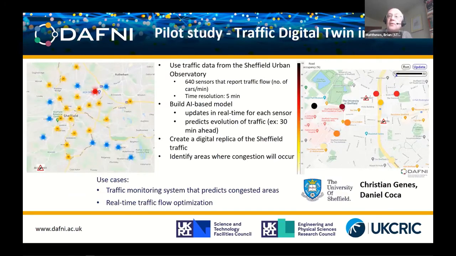And a final example is an example of a digital twin, or at least the start of a digital twin. Digital twins have emerged as DAFNI has progressed, so we've been adapting what we're doing to accommodate them. This is working with the Urban Observatory, and again, already mentioned in the UCRIT context, the Urban Observatories. In this case, the Sheffield Urban Observatory, which has a lot of sensors around the city on traffic flow. And Christian Jeans at Sheffield has built an AI-based model to predict the evolution of traffic flows over the next 30 minutes.